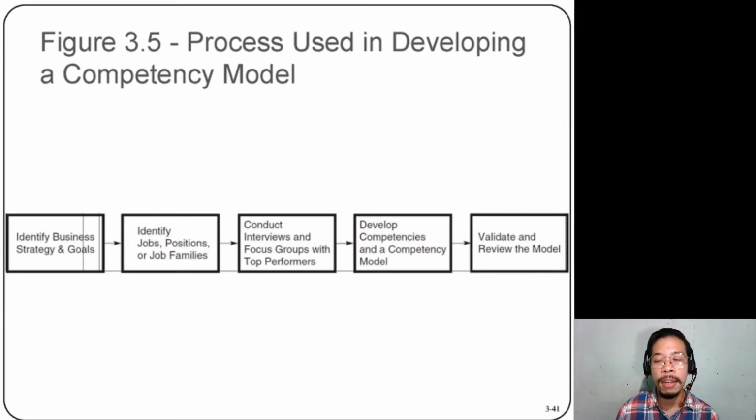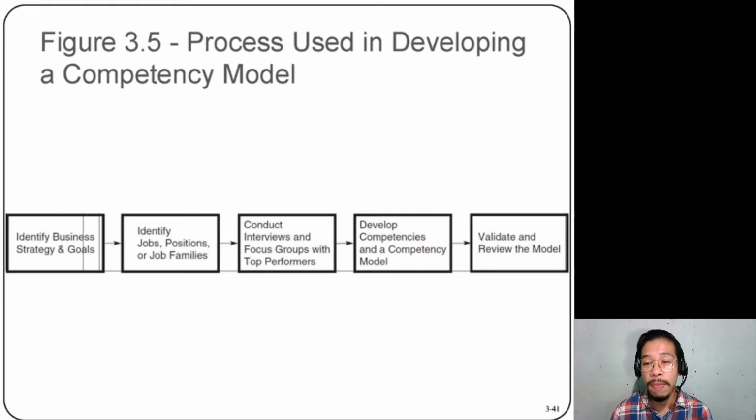After identifying the business, we go to step two, and that is to identify the jobs, positions, or the job families. So let's identify the clusters of jobs. In what department, and in this department, what are the specific jobs or job titles, etc. After conducting job families, we'll go now to job interviews. So we'll be talking about people, like for this job, what have you been doing? What are the tasks here? What are the strengths? What do you think are the weaknesses?